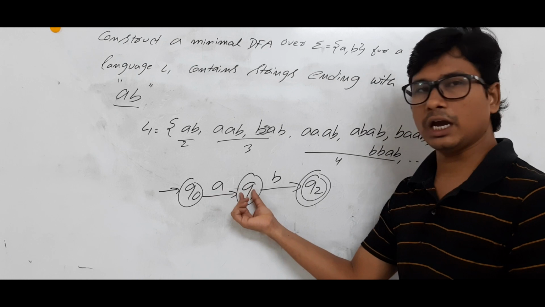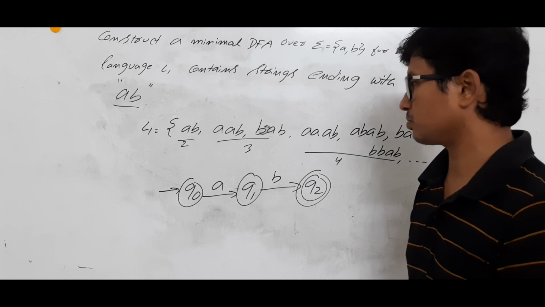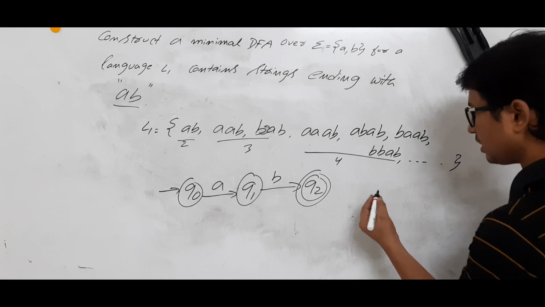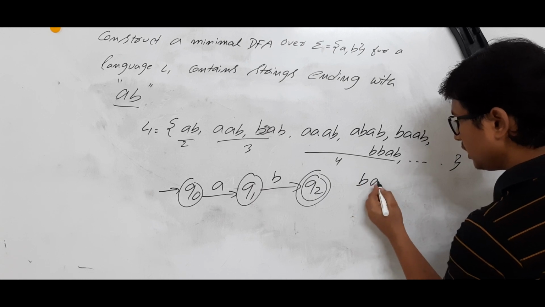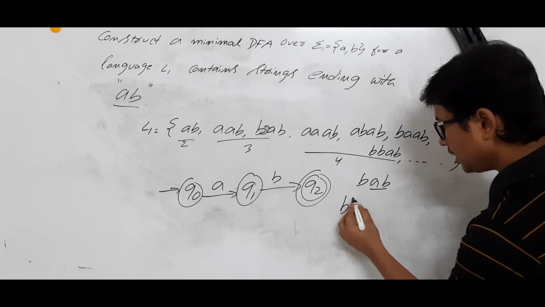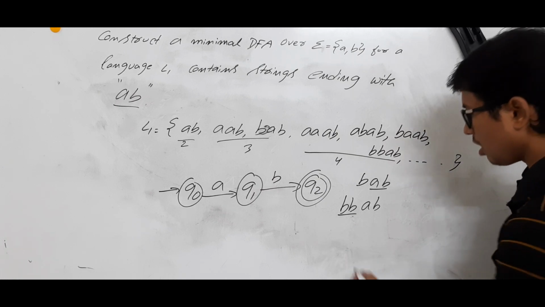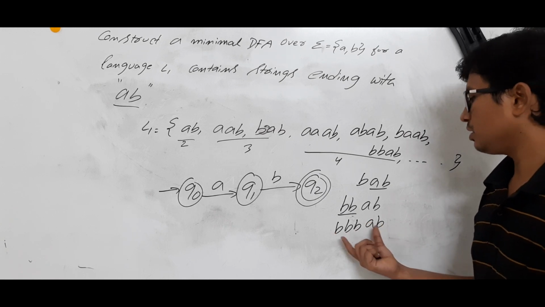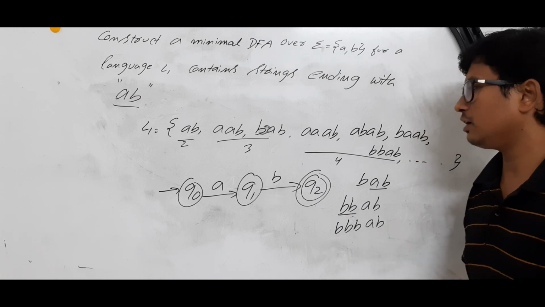Q0 on A I am going to Q1, Q1 on B I am going to Q2. So AB is accepted. Next, Q0 on A I have discussed. Now Q0 on B, what will happen, we will discuss. Then we can finish the DFA construction. If it is BAB it should be accepted because it is ending with AB. If it is BBAB, it should be accepted, yes. Or if it is three B's then AB, this is also ending with AB. So I can say that it can start with any number of B's but it should end with AB.